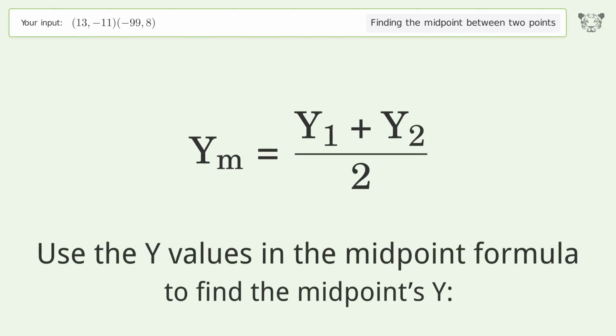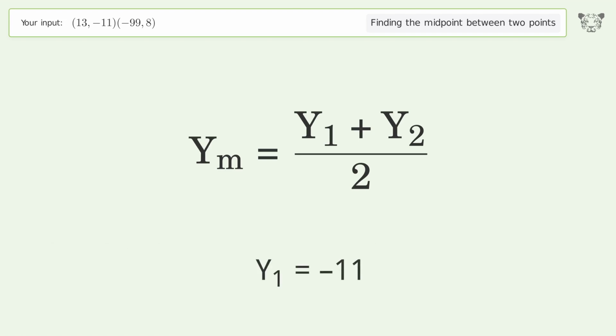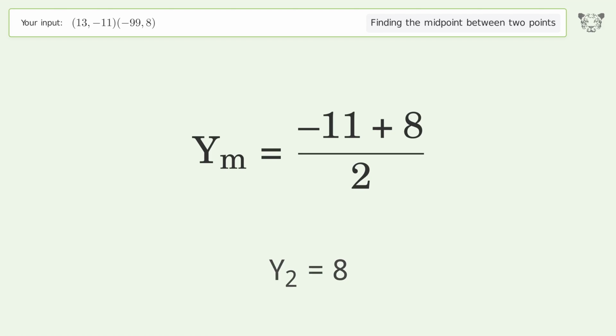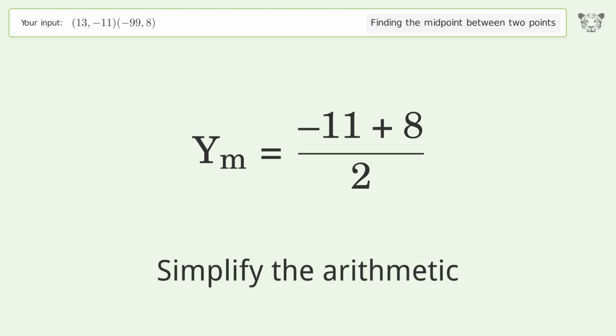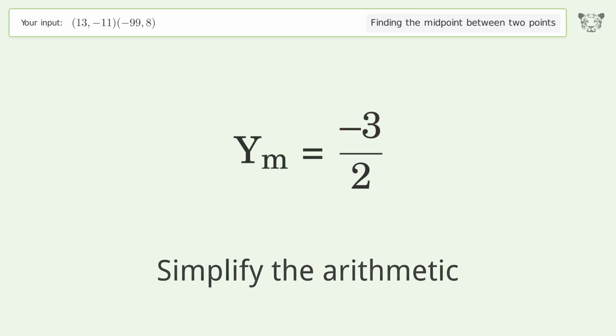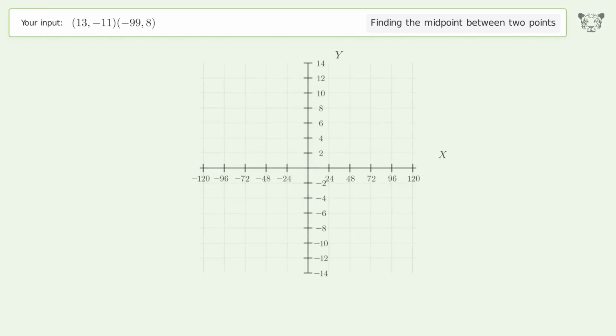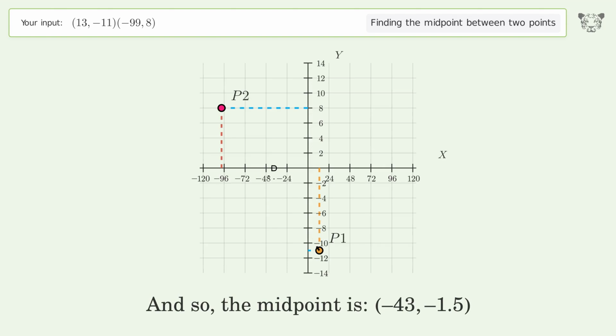Use the y values in the midpoint formula to find the midpoint's y. y1 equals -11. y2 equals 8. Simplify the arithmetic. And so, the midpoint is -43, -1.5.